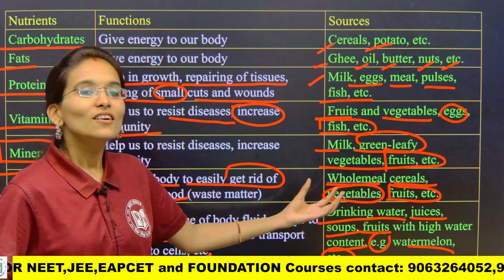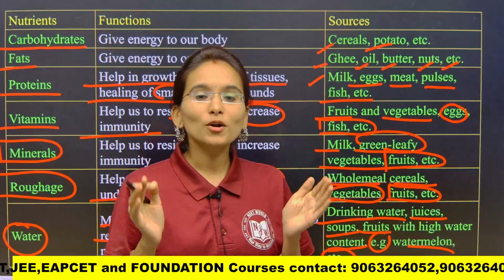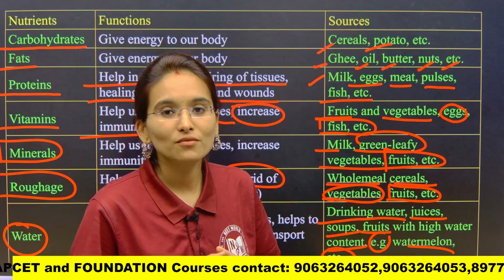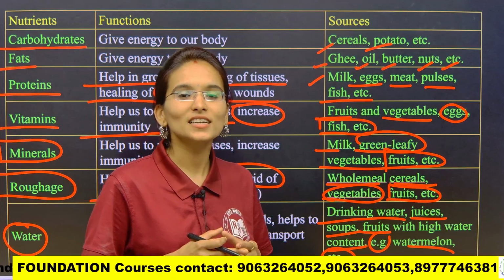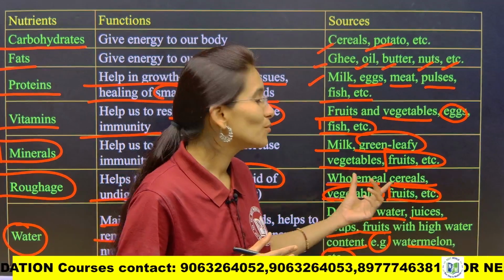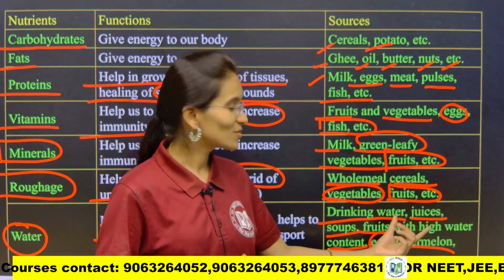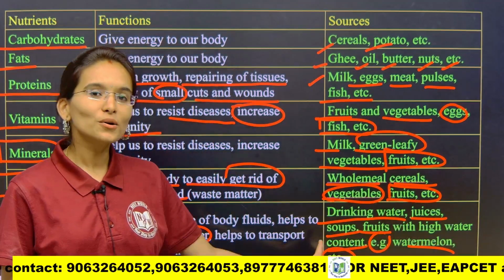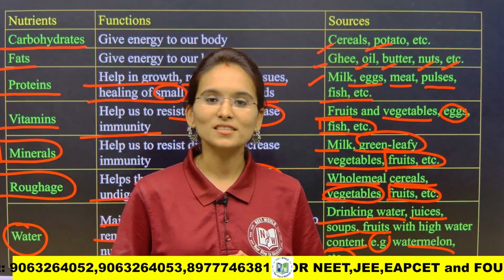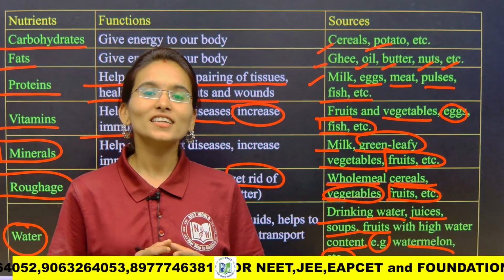And next one, if we want to maintain the proper balance of fluids in our body, then we have to take vegetables and fruits with rich water content, my dear students. Those are like watermelon, cucumber and different types of fruits. So, this is about nutrition.